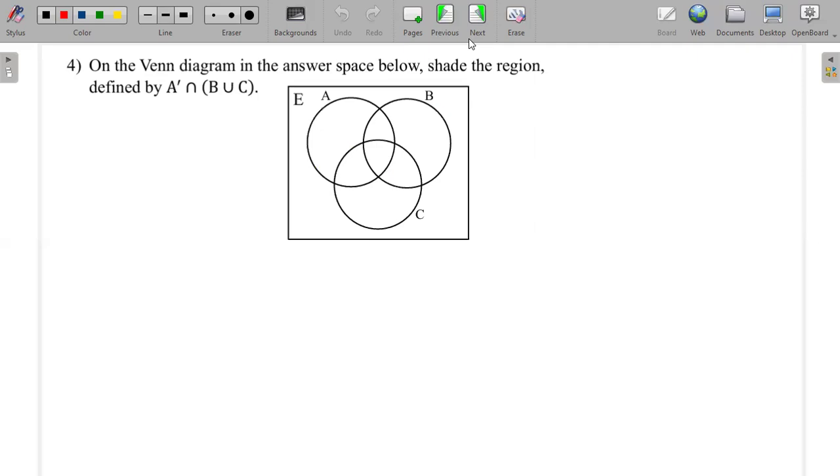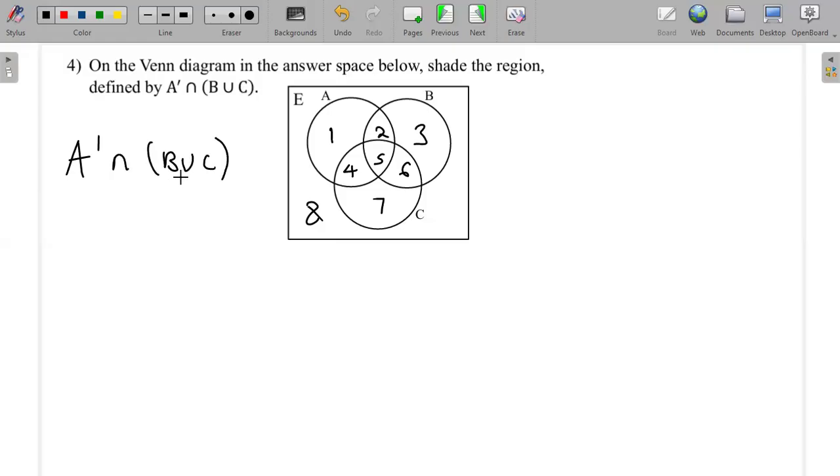So here we're going to use a very nice method in order to find whatever we want to find here. So we're going to put numbers in all these circles that you can see. So I'll say 1, 2, 3, 4, 5, 6, 7, and then 8 outside like that. Okay, so now I want to shade A complement intersection B union C.